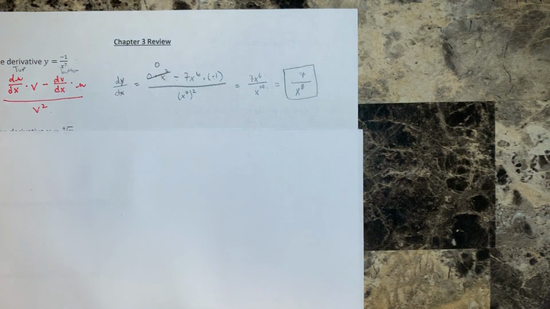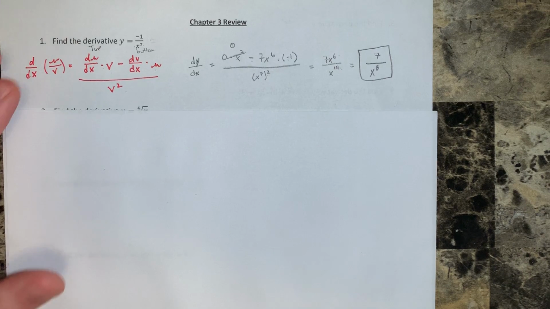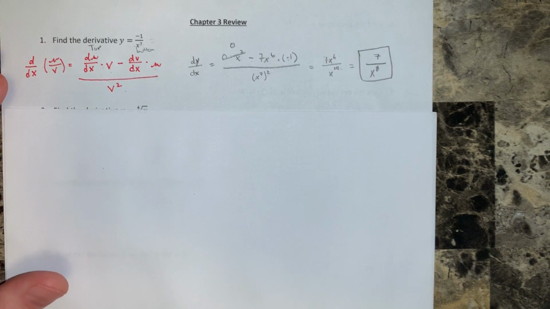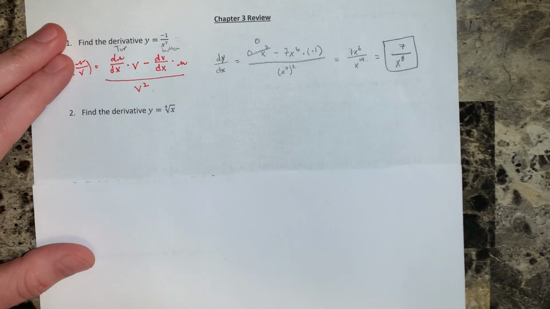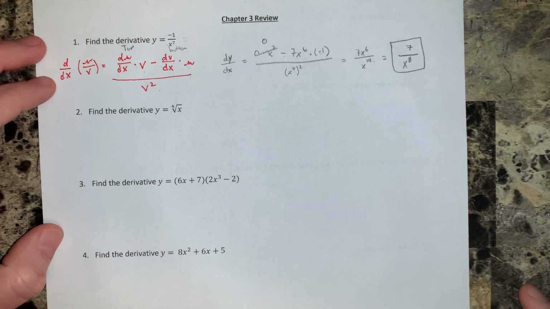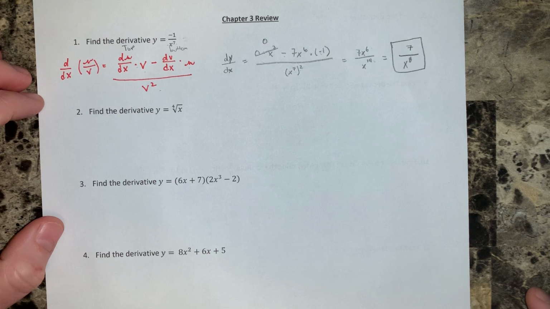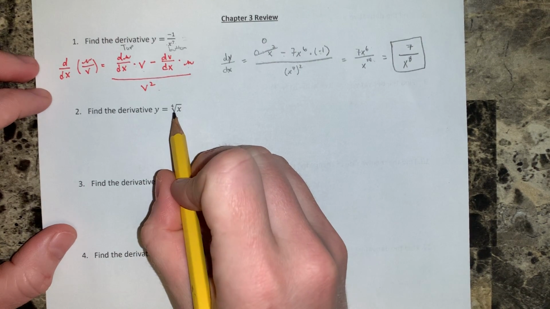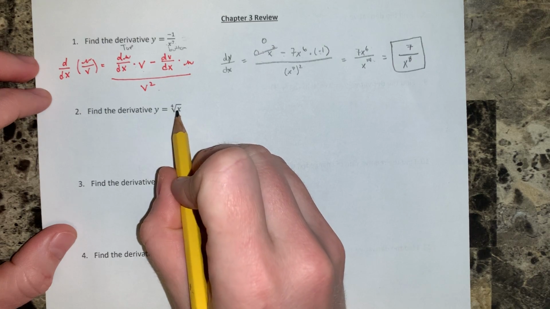So this is our answer for number 1. Moving on to number 2. We have find the derivative of y equals the 4th root of x.